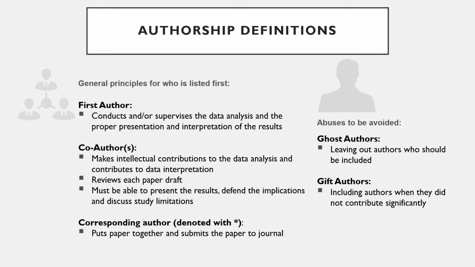And also in ethical publication, there are abuses to be avoided. There are two types of authors: ghost authors and gift authors. So what does ghost author mean? That means leaving out authors who should be included. And gift authorship means you put an author on a paper, and this author has no contribution, and this is a very big issue. So this is unethical in publication. So in publication, each author needs to have a contribution in the paper. So all the authors in the paper must have already contributed to the paper.